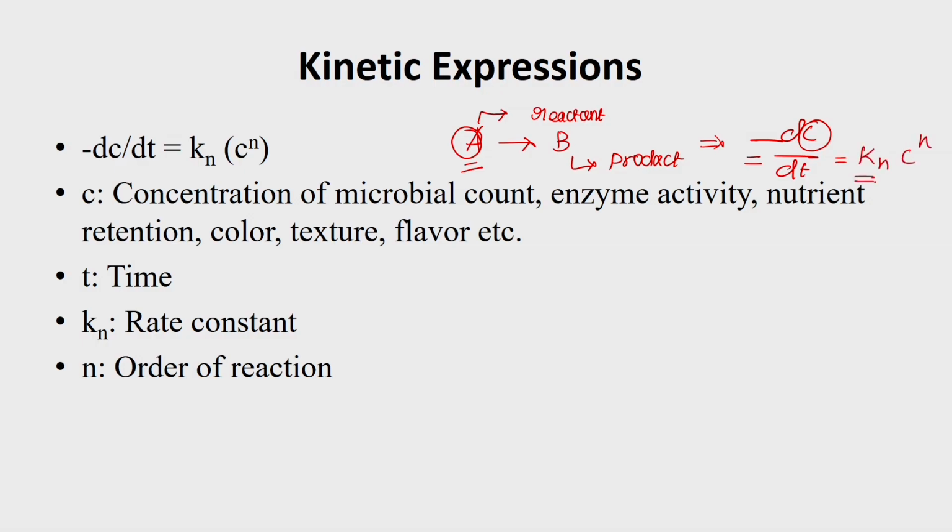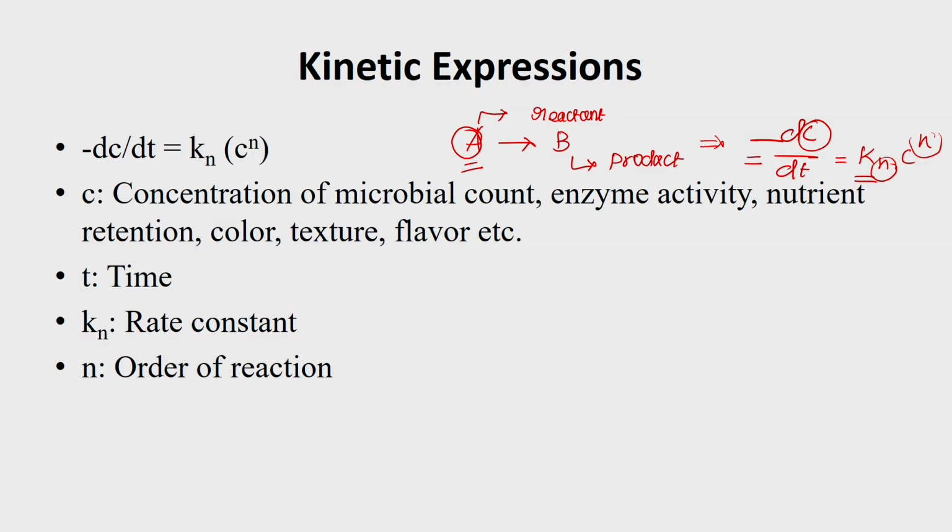So what is this K? This K is nothing but the rate constant, and this n is nothing but the order of reaction. C is the concentration of the reactant, and the power n is the order of reaction. Okay. So the course we are dealing with here is the thermal processing of food.